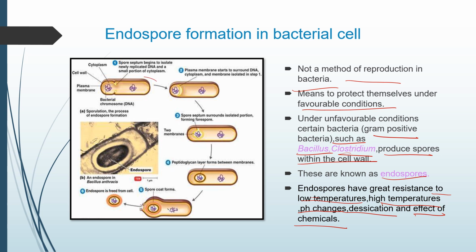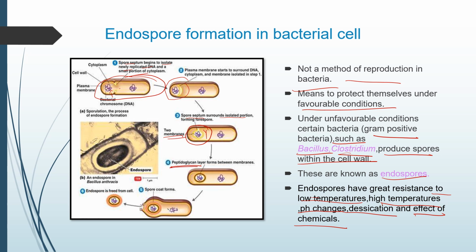First, this is the bacterial cell, and these are the bacterial chromosomes. Now the spore septum begins to isolate the newly replicated DNA and a small portion of cytoplasm. Now the plasma membrane starts to surround the DNA. The spore septum surrounds the isolated portion, so two membranes are formed.